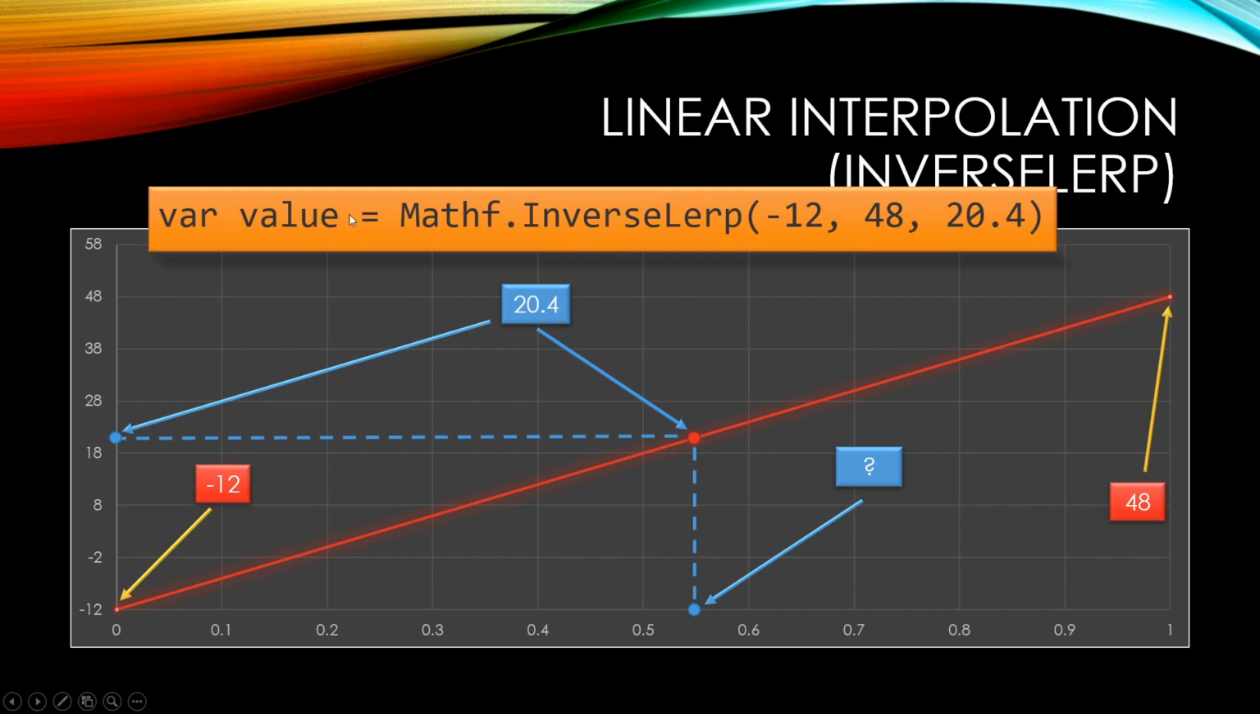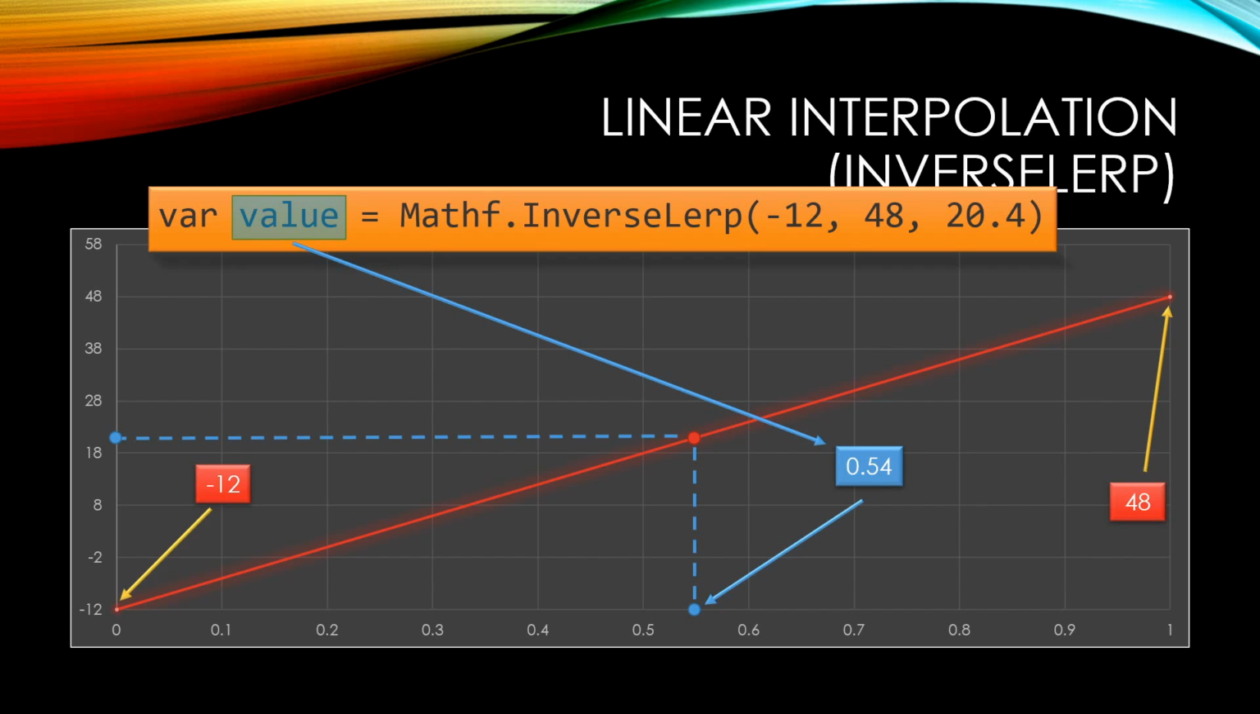And the answer I'm going to get, this value, is going to be a floating point number in the range of 0 to 1. In other words, between here and here, that will tell me how far between -12 and 48 20.4 is. And the answer in this case is 0.54, just like we got the other way in the linear interpolation function.